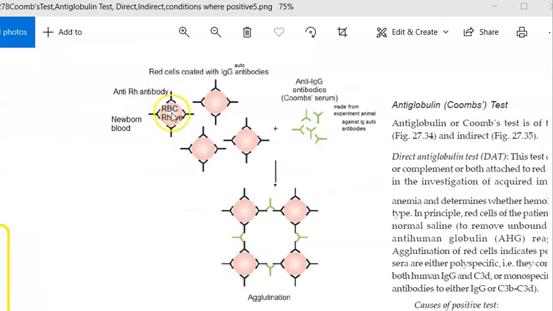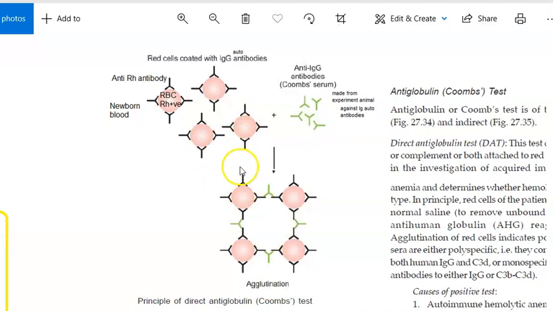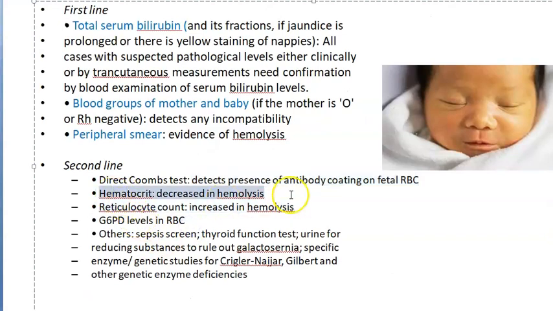So if there is antibody on this RBC, that means now you have to detect it. That means there is something that is waiting to attack the RBC. So you will add this Coombs serum, anti-IgG antibodies. So you are adding antibodies to these antibodies. And then you will see that this is agglutinating. So what does it show you? It indicates that yes, there are antibodies sitting on the baby's RBCs. So there is a problem.